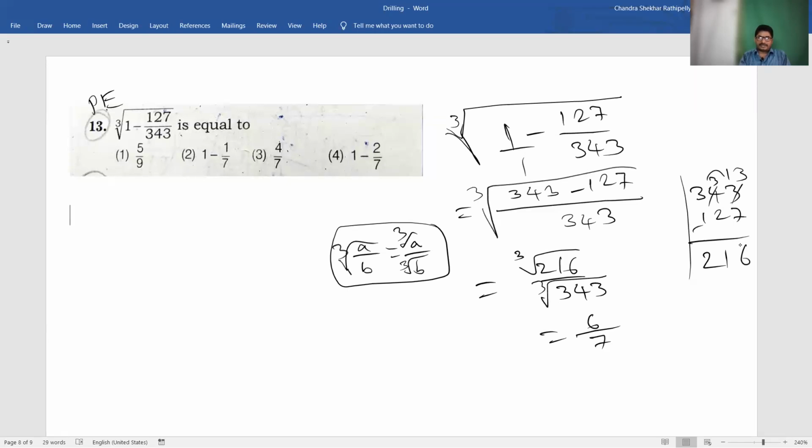So this is equal to 6 by 7. This fraction is 1 minus 1 by 7. 7 minus 1, 6 by 7. So 6 by 7 means 1 minus 1 by 7. So option 2 is correct.